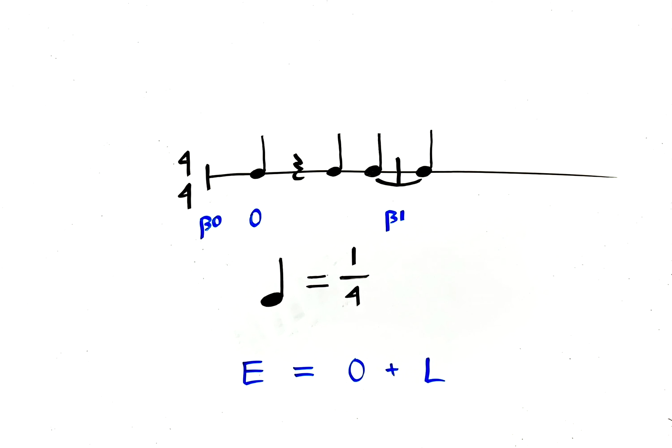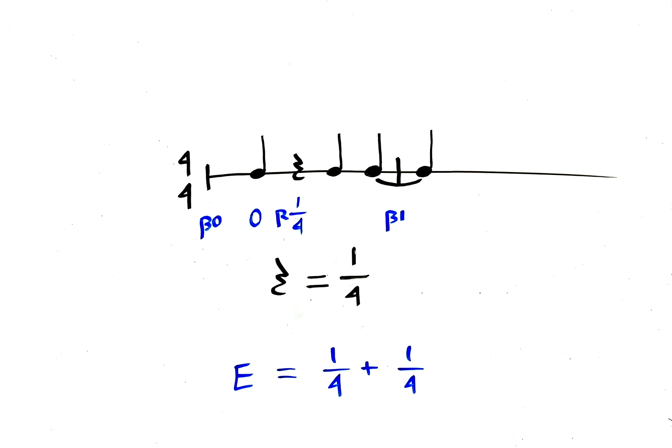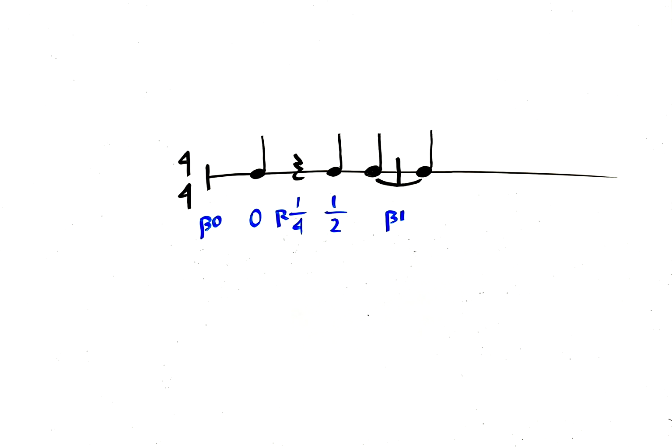The starting point is 0 and the length is 1/4, so therefore the first note ends at 1/4. Since the rest starts right where the first note ends, that means the rest starts at 1/4. The rest also has a length of 1/4. Again, we can get its ending point by adding together the starting point and the length. 1/4 plus 1/4 equals 1/2. Therefore, the rest ends at 1/2, which means the next note begins at 1/2.